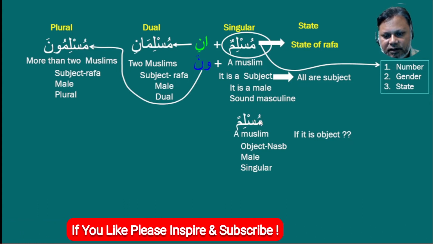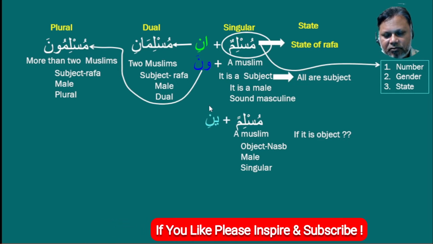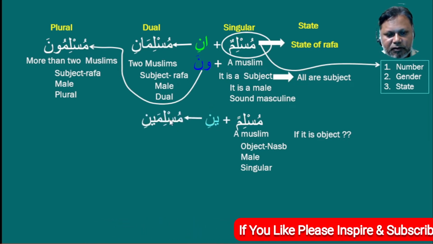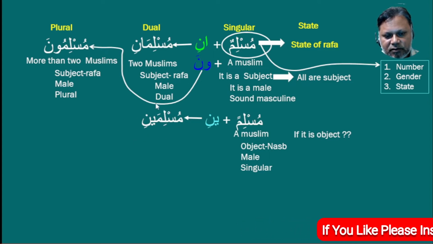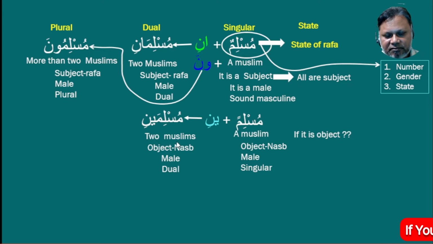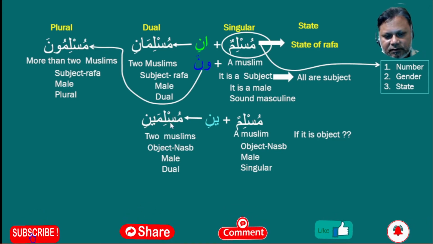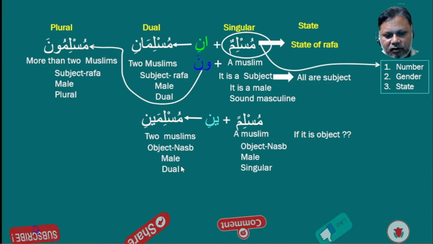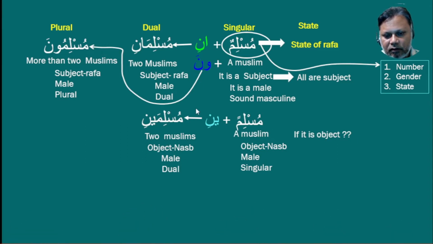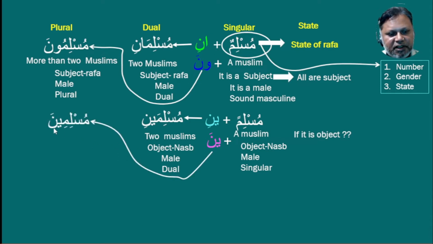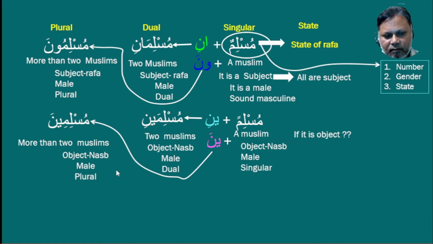Now if we want to make this object dual, then we have to add ini, and we will get Muslimaini. Seeing this word Muslimaini, we understand that it is two Muslims and it is an object word, nasab state. It is male and it is dual. Now if we want to make this object word plural, then we have to add ina, then we will get Muslimina. This Muslimina means it is more than two Muslims. It is an object, nasab state. It is male and it is plural.